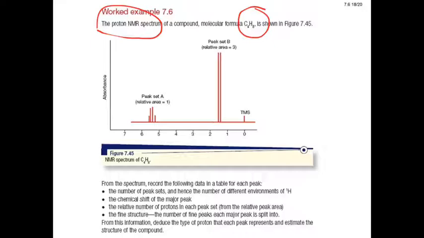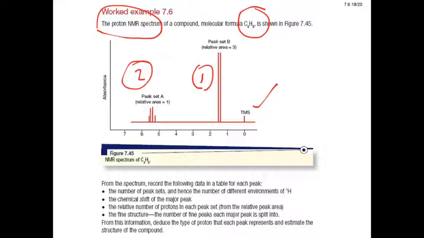C4H8. Now, what are they asking us to do? Find this from the spectrum, record the following data from the table. Yeah, from your table, the table that I showed you earlier, but we're not even going to do that. Alright, so the number of peak sets, and hence the number of different environments. Well, here's your TMS. There's 2 different peak sets.